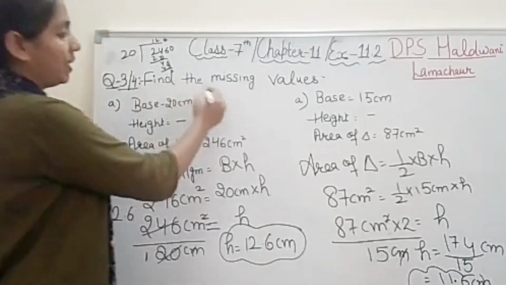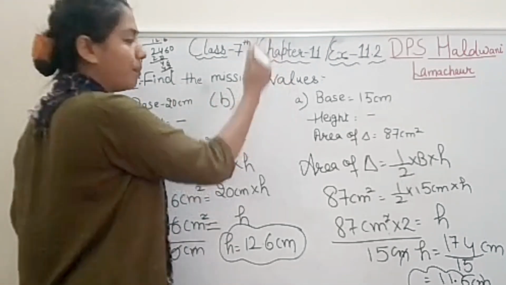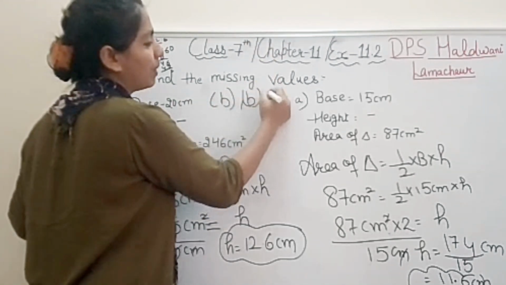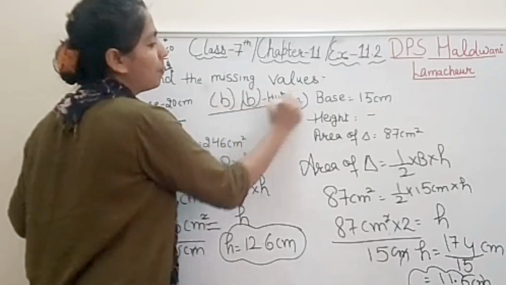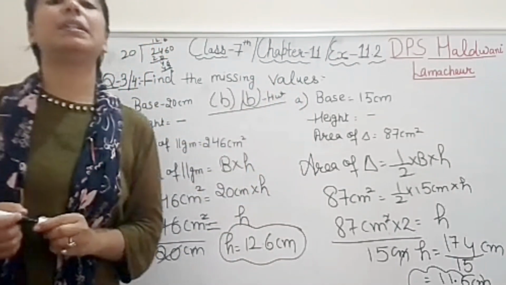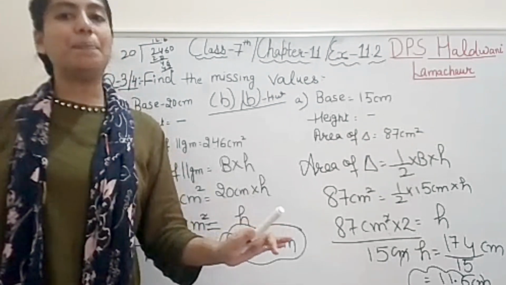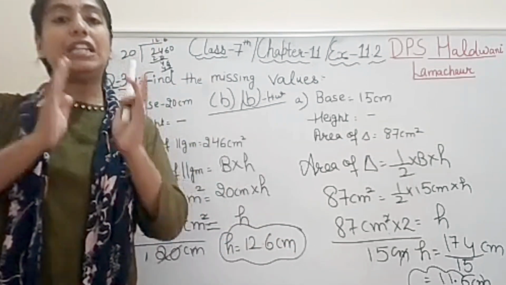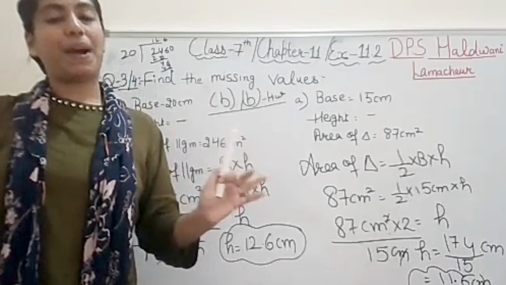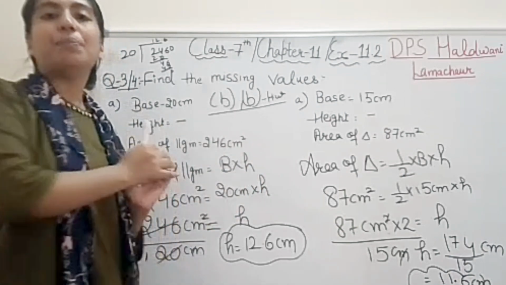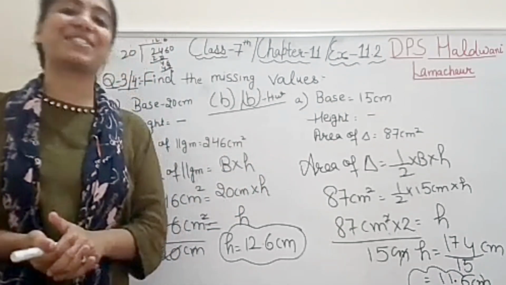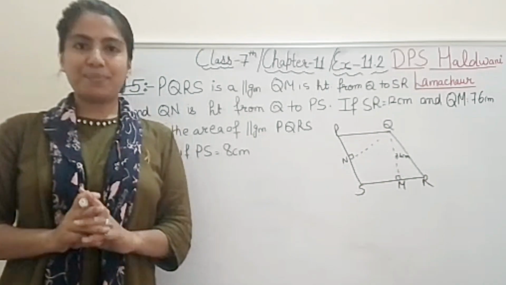For question number 3 B part and question number 4 B part, for both you will do it on your own as homework for practice. Right, student? It is just very simple. You only need to focus on the calculation part. So this is all about question number 3 and 4. Now coming to our next question, question number 5.